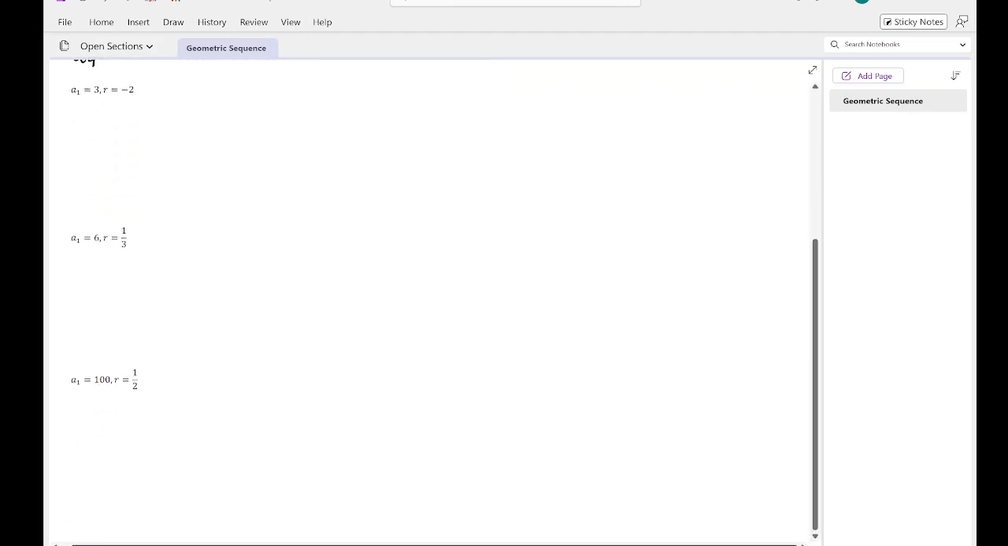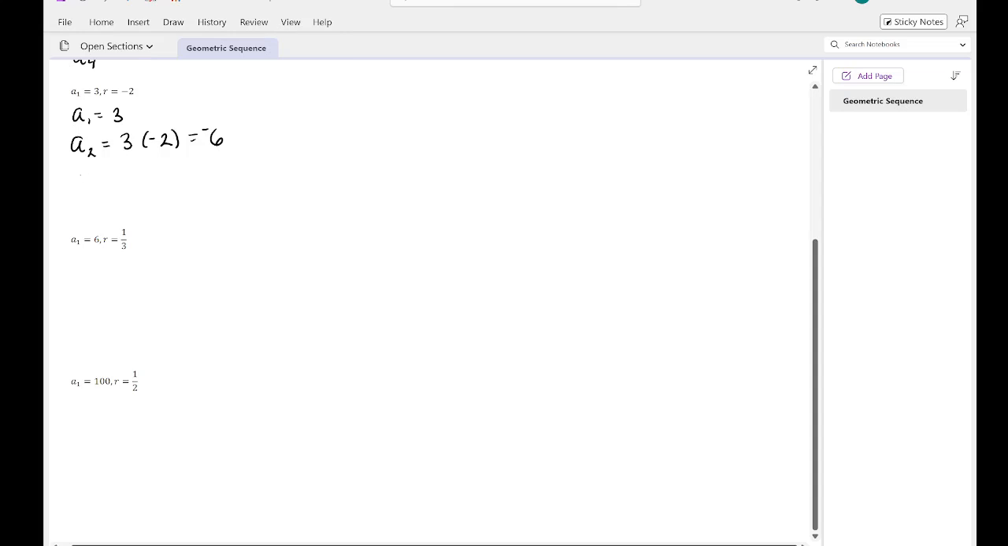Knowing that, let's jump to the next one. A sub 1 is 3, and the common ratio is negative 2. So again, the first term is 3, easy enough. And now we're going to find the second term, which is going to be the first term multiplied by the common ratio, which is going to give us negative 6.